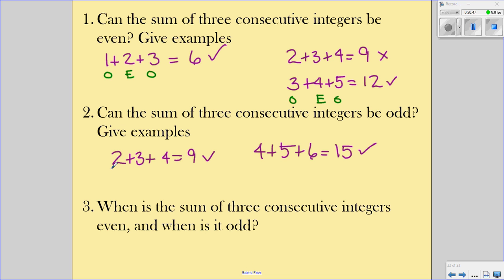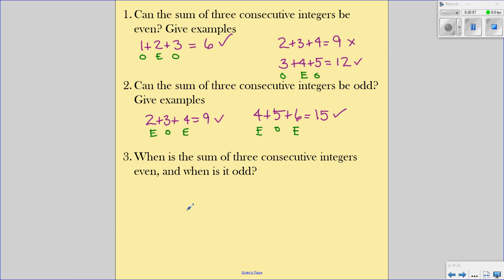And then let's look at number 2. We've got an even, odd, even. This one's even, odd, even. Alright, so I think I know what I would like to say. So when is the sum of 3 consecutive integers even, and when is it odd?